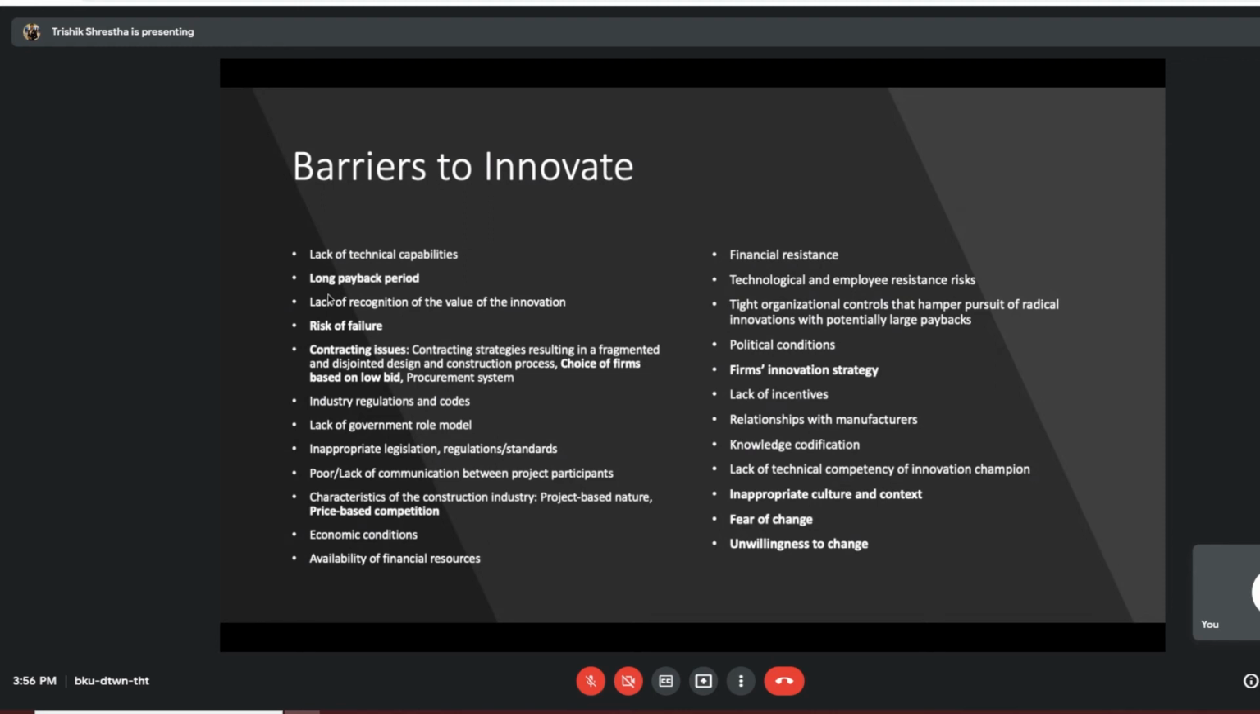So price-based competition is a very good point when it comes to barriers to innovation, but it impacts more the macro innovation side and less the micro innovation side. This is why we're focusing more on micro innovation in this particular guest lecture. The main reason is that in the context of Nepal, there are a few things we can't change, right? We can't change the nature of the industry in a few months or in a few years. We can't change the fact that companies or clients will always choose companies based on low bids. We can't change these few factors.